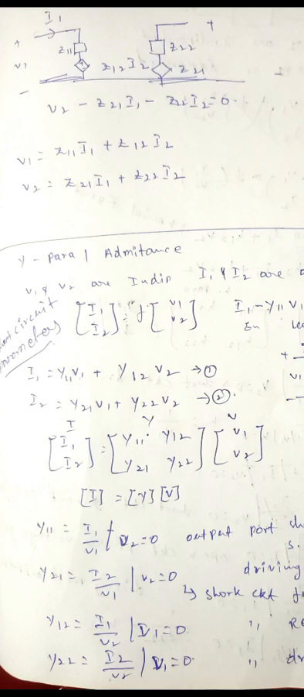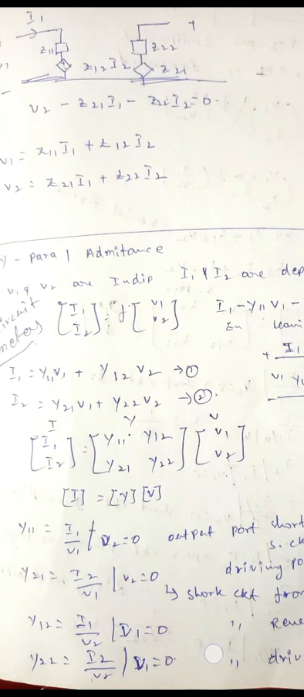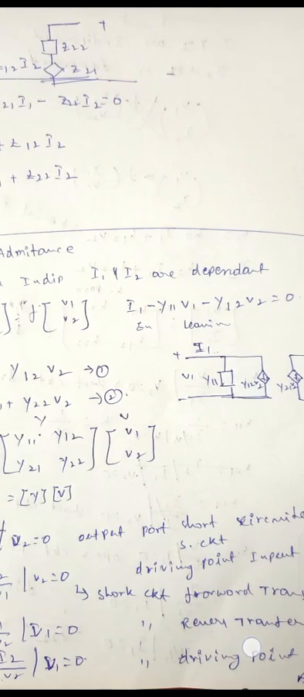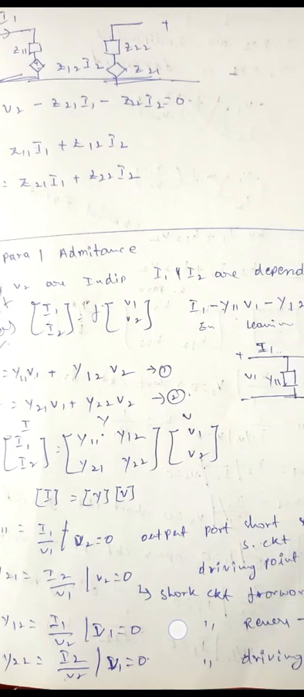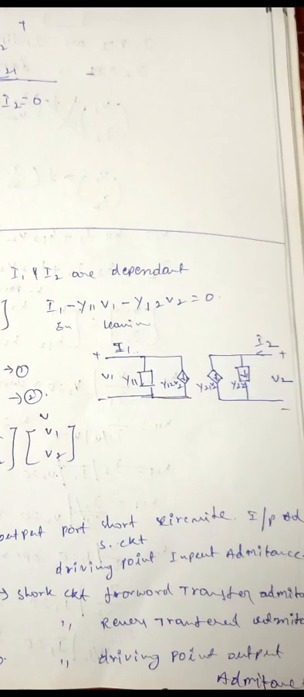Now we will substitute V1 equals 0 into equation number 2. Therefore we got y22 equals I2 by V2 upon V1 equals 0. That means the output current is divided by the output voltage. That's why this y22 parameter is called the driving point output admittance. Here V1 is equal to 0, so this y22 parameter is called the short circuited driving point output admittance parameter.